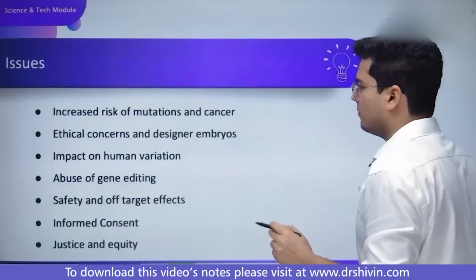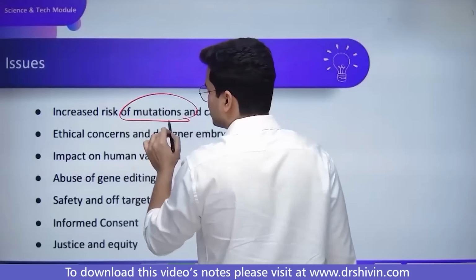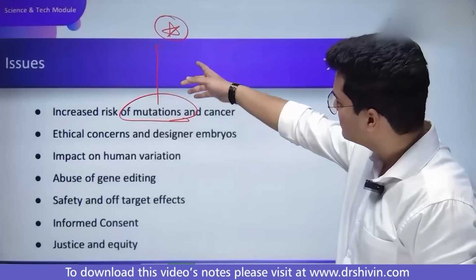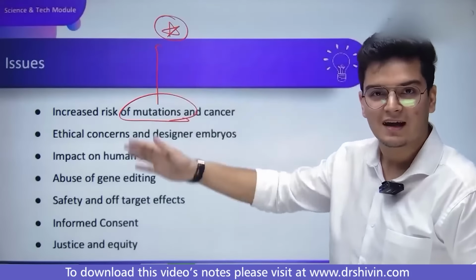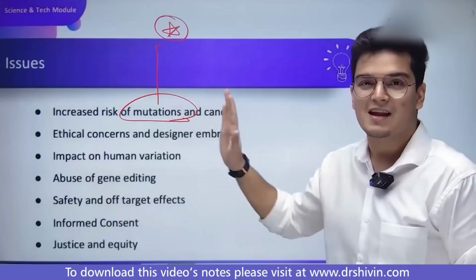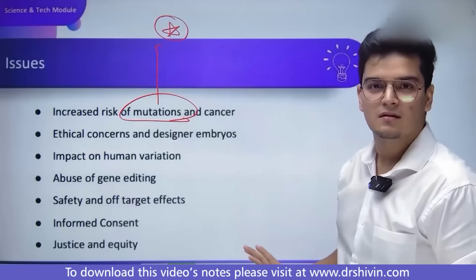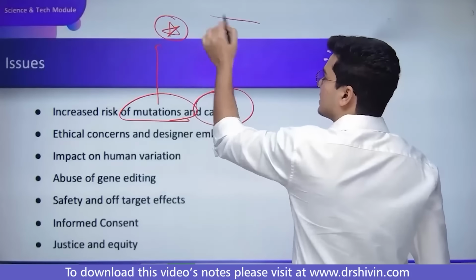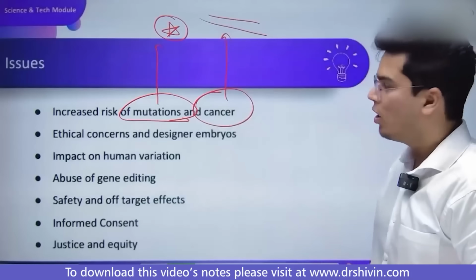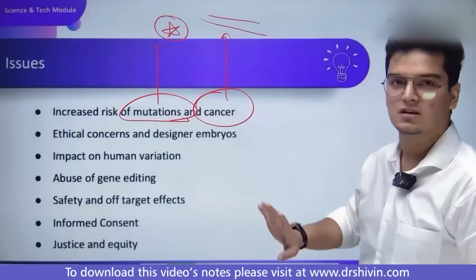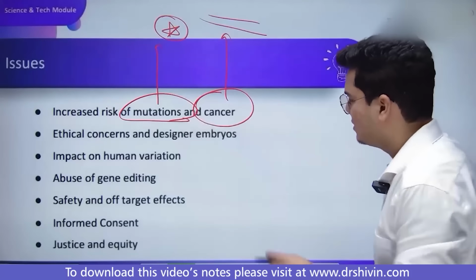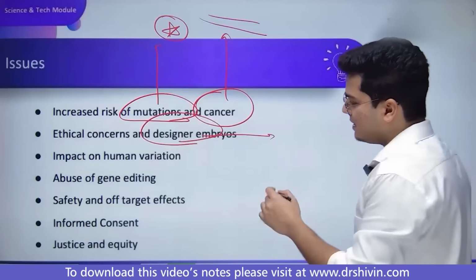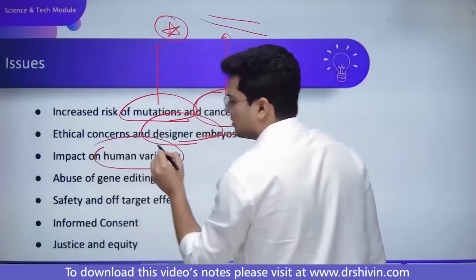What is the ethical problem? That there is increased risk of mutation. Why increased risk of mutation? Because there will be a problem of cutting and allowing natural repair. In natural repair, there is risk of mutation, right? In natural repair, it is also possible that sometimes cancer genes get activated or cancer genes get formed due to this mutation, right? So this is the first risk. Second risk is designer embryos, right? Then there is impact on human variation.